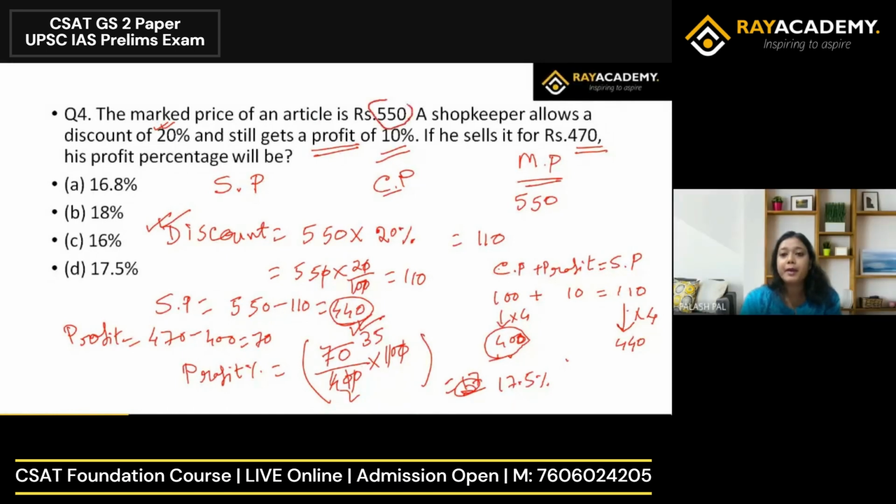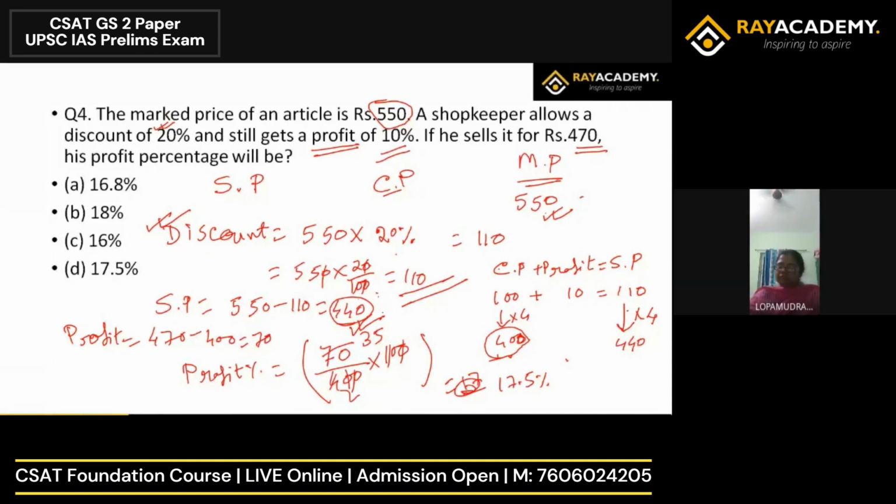Marked price means the price written on the tag. When a discount is running, the selling price will obviously be lesser. The discount percentage is always calculated on the marked price. So 550 into 20%, that is 550 into 20 by 100, it will be 110. When this 110 discount is applied on 550, you get the selling price. Discount means subtraction, so 550 minus 110 will be 440.